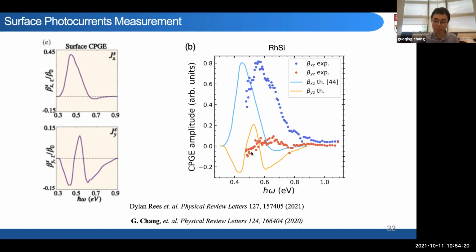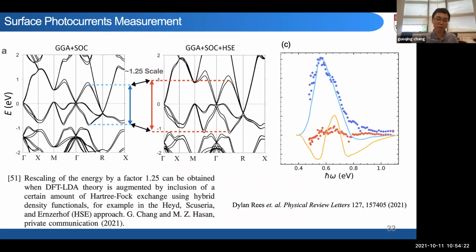To explain this, I look at the band structures with HSE. Previously we didn't include HSE in the calculation. If we include HSE in the band structure calculation, we find that the topology is still the same. The overall band structures are still the same, but the only difference is that there is a 1.25 scale of the band structure in energy. So if we take this band scale into my calculations and plot my calculation on top of the measurements, you can see this matches quite well.